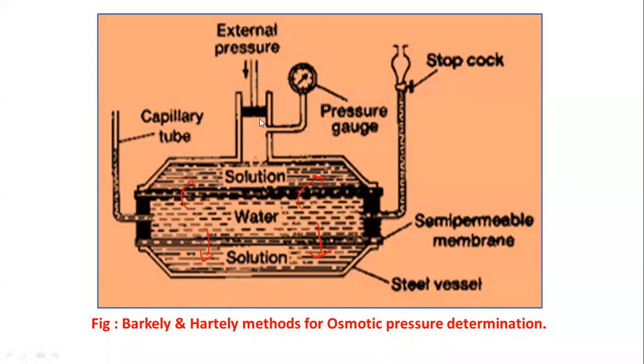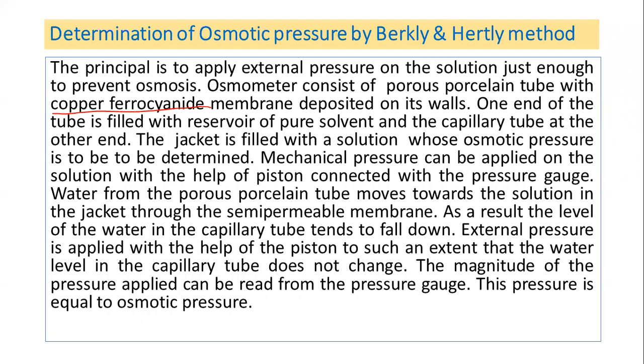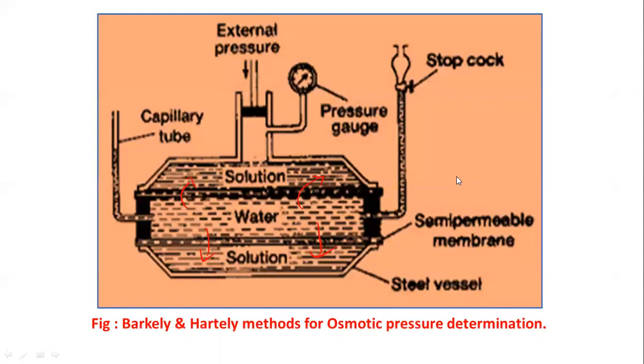And what is that pressure? That pressure is nothing but the osmotic pressure. That is called the osmotic pressure here. You can see. Okay. So the magnitude of the pressure applied can be read from the pressure gauge. We can read what pressure we have applied with the help of that piston. So the magnitude of the pressure applied can be read from the pressure gauge, and this is the osmotic pressure. So in this way, we can measure the osmotic pressure here.